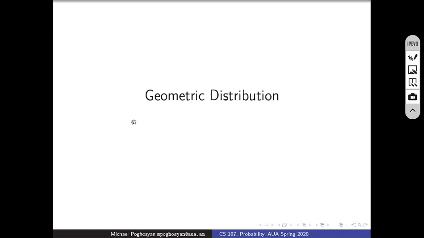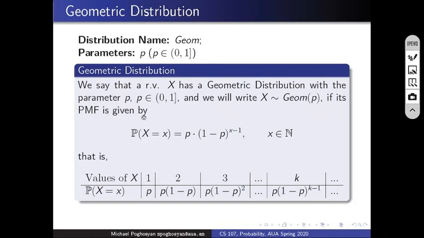The last distribution I wanted to cover today is the geometric distribution. This is very much connected with the Bernoulli distribution. So I want to give first the definition, then the interpretation. The definition is the following. The distribution name is geom. P is a probability parameter of that distribution. P is not 0, P is from 0 to 1.